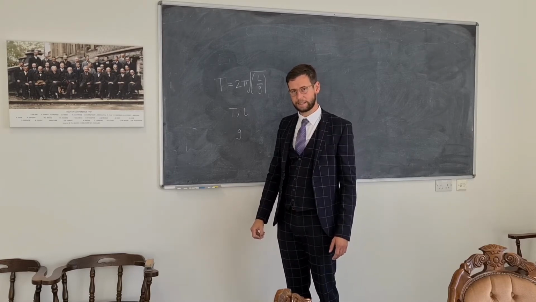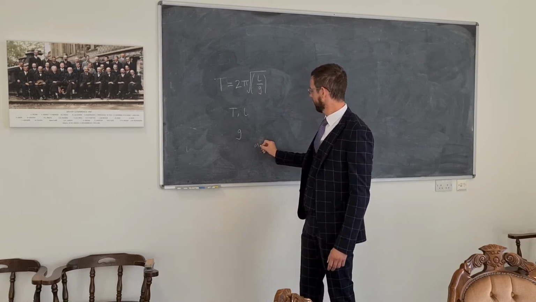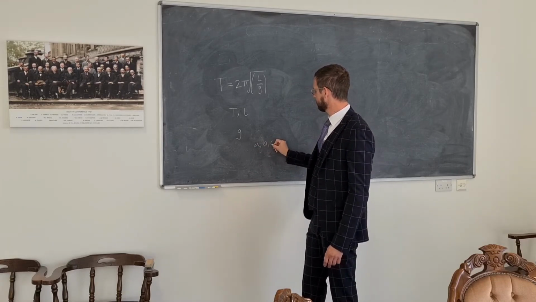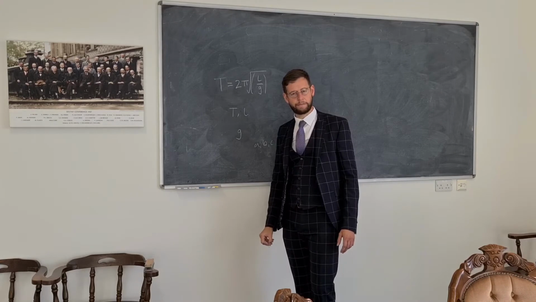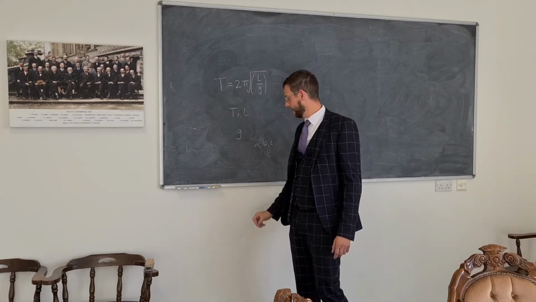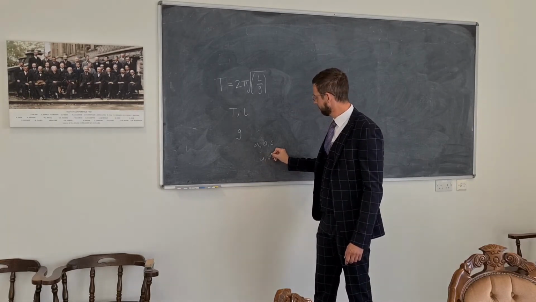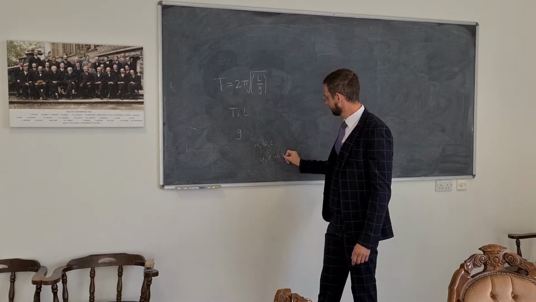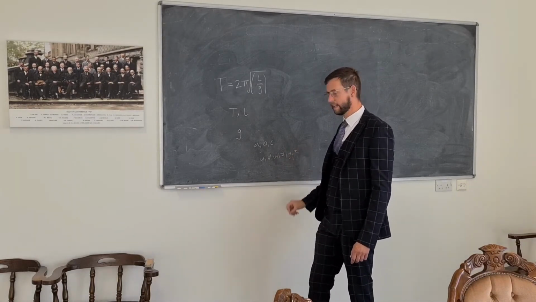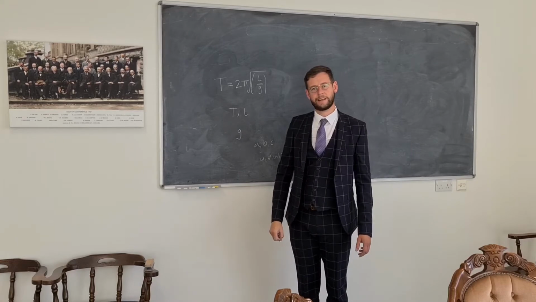In mathematics, we normally use the letters a, b, and c, the beginning letters of the alphabet, to represent constants, and the letters u, v, w, x, y, and z to represent variables.